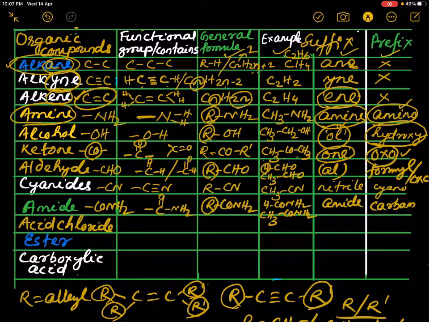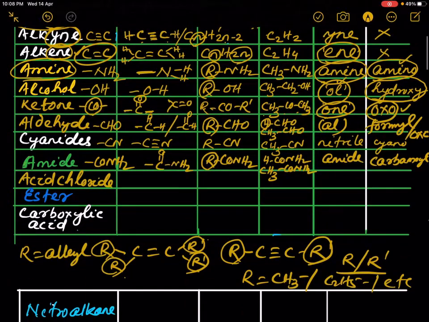For acid chloride, the functional group is COCl. In expanded form, we can write like this, COCl. General formula RCOCl. Here R can be H, CH3, C2H5. R is an alkyl group or H atom. If R is H, then the first one is HCOCl. Next homologue will be CH3COCl. Secondary suffix will be oyl chloride. Prefix is chlorocarbonyl.